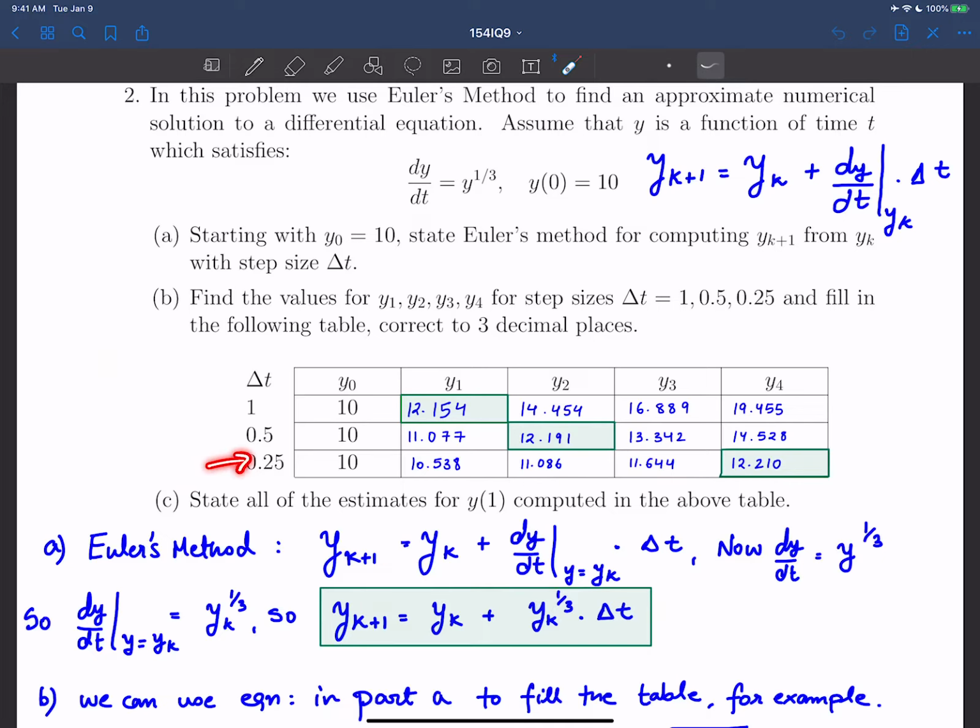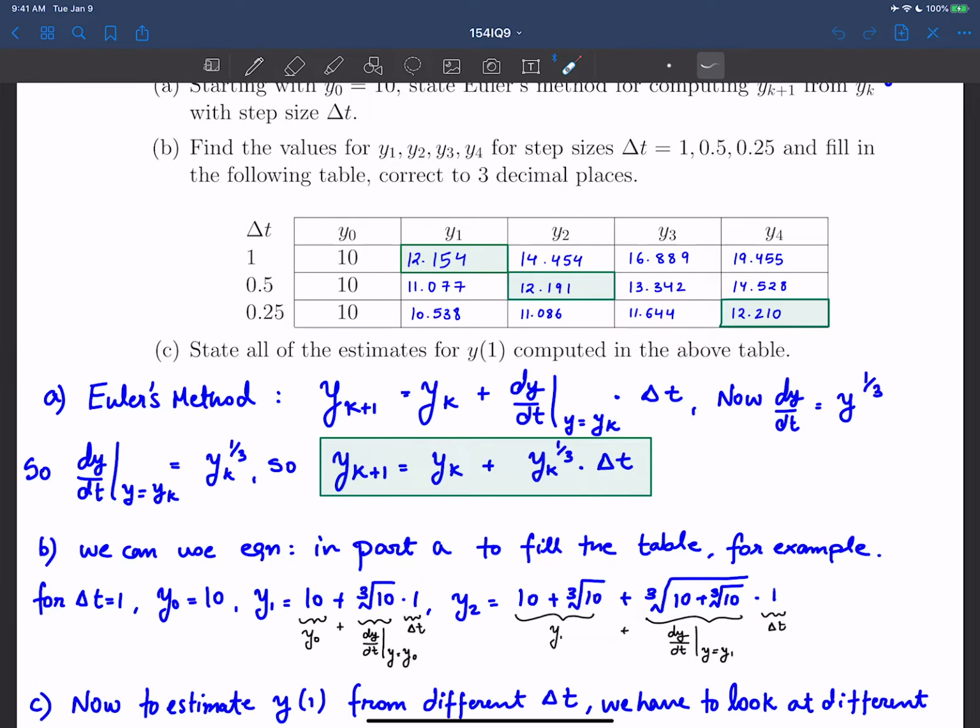Similarly for the last case when you have 0.25, so if you're starting at 0 and you're going in 4 steps of 0.25 each, you're going to end up at 1. Okay, that's why these boxes are labeled in the green, because the later part of the question will ask you to do that. So let's do that together.